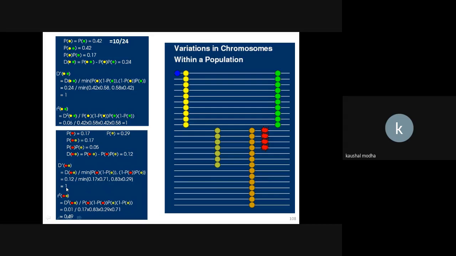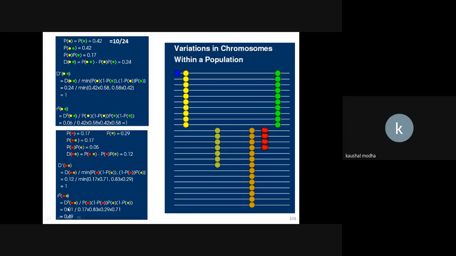So you can see here, when you normalize, you get the perfect idea. Here, the raw D value is 0.24. Here, the raw D value is 0.12. But when you normalize, it becomes 1. That's the meaning of normalize. And it is better to compare normalized D values rather than raw D values.